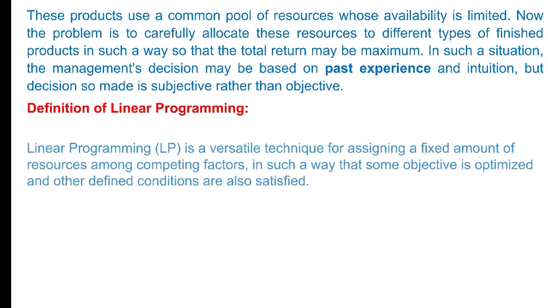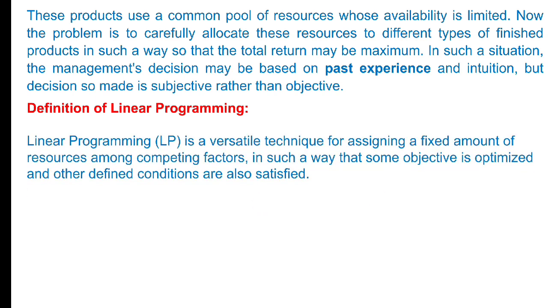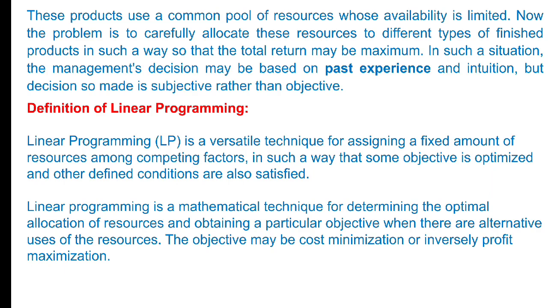Definition of linear programming: this is a versatile technique for assigning a fixed amount of resources among competing factors in such a way that the objective is optimized and other defined conditions are also satisfied. Linear programming problem is a mathematical technique for determining the optimal allocation of resources and obtaining a particular objective when there are alternative uses of resources. The objective may be maximization of profit or, inversely, minimization.